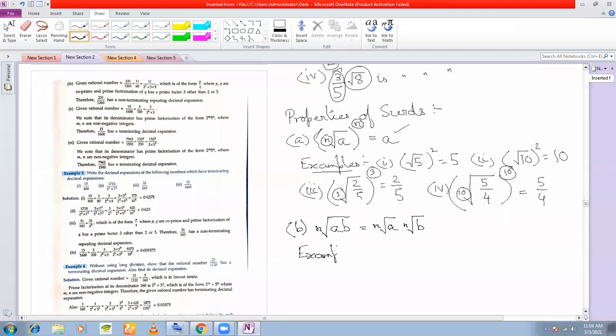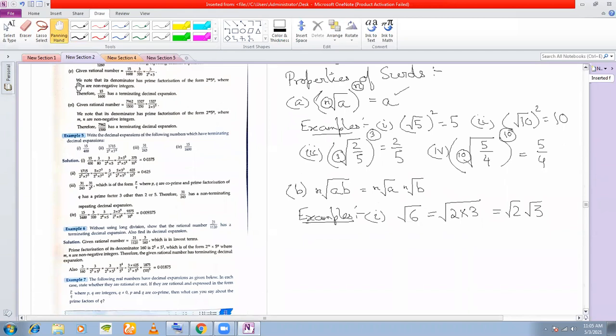Examples. Say square root of 6. You can write square root of 6 as 2 into 3, right? You can prime factorize 6 as 2 into 3. And from the above property, now under the radical you have a product of two numbers, so you can write square root of 2 into square root of 3, from the above property.